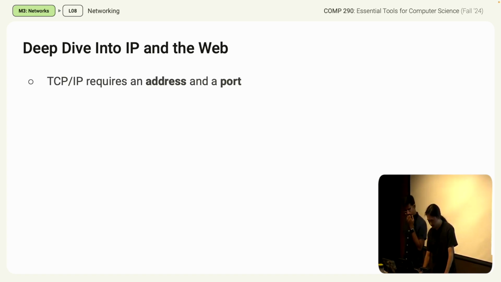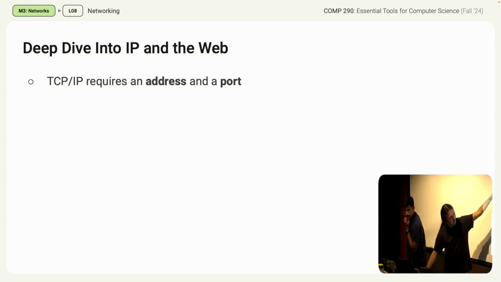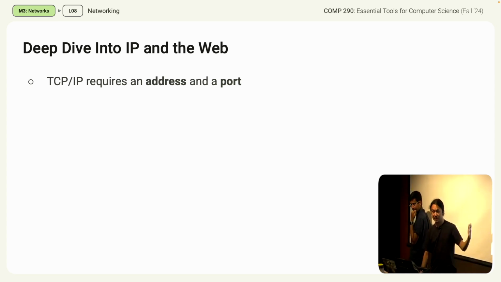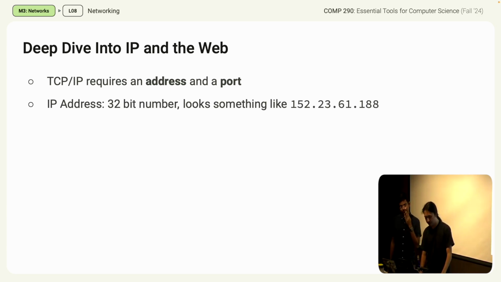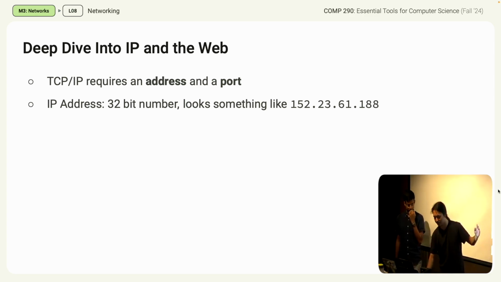So the stack, remember that entire stack, the 4 layers there, it's called the TCP/IP stack. It requires an address and a port. And so this is where we split actually between TCP and IP, and actually these are sort of backwards because we have an IP address and a TCP port.